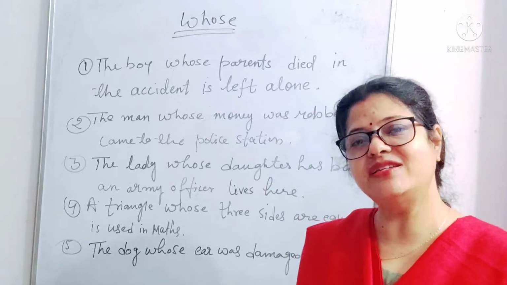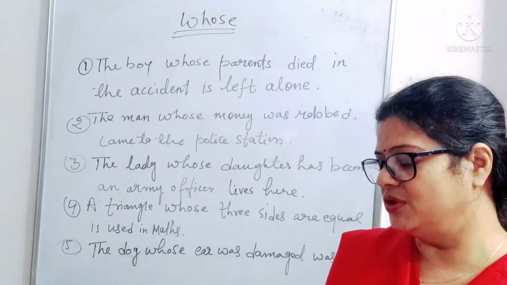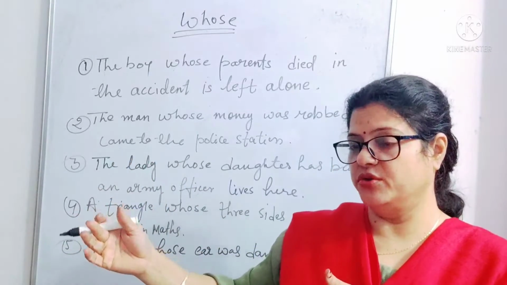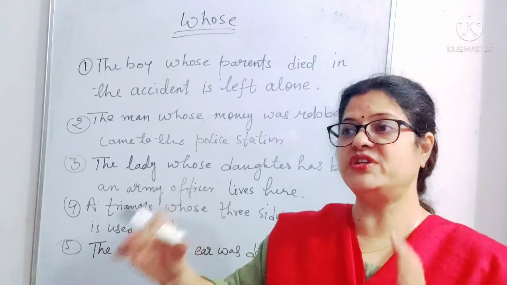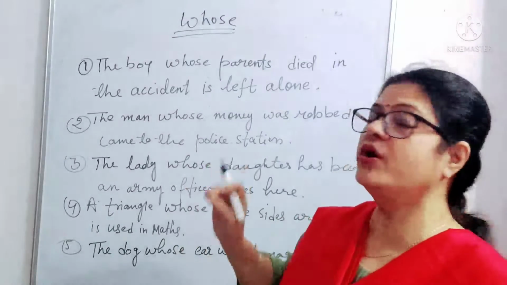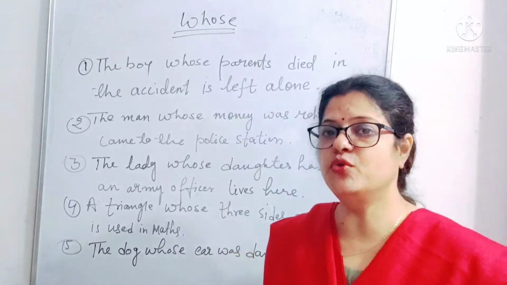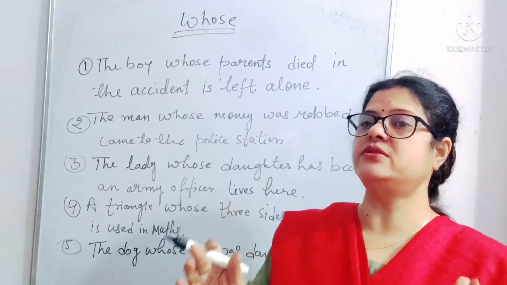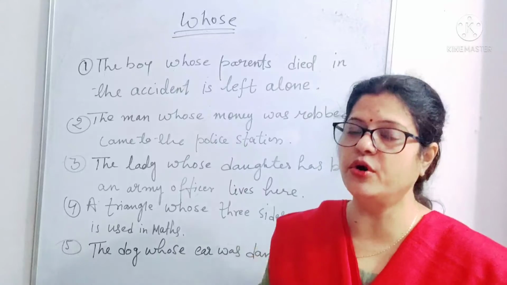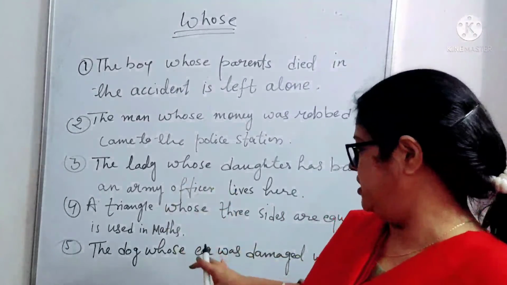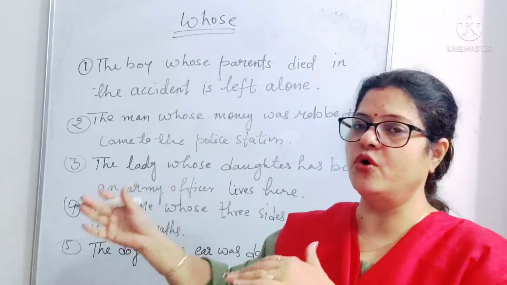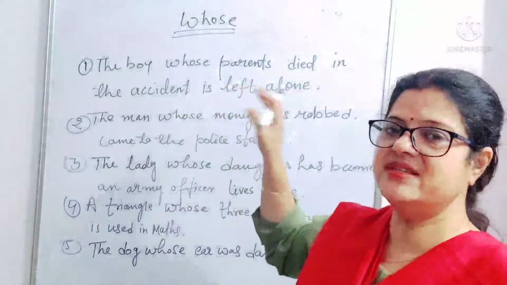In informal English, we can say the cat whose ear was damaged, or the dog whose color was red. In this way we can say. But in formal English or in competitive English, if you use whose with non-living things and with animals, it will not be good or applicable. Instead we can use the ear of the dog, like this. So let's see some examples.